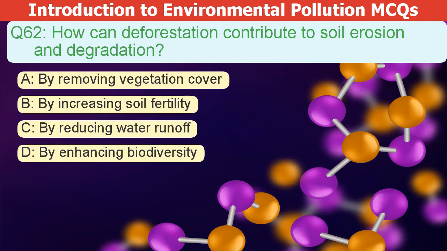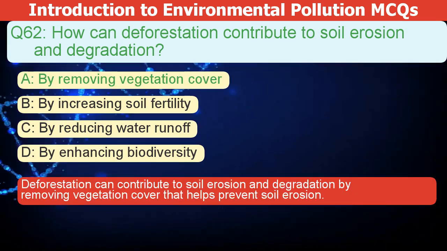How can deforestation contribute to soil erosion and degradation? A. By removing vegetation cover. B. By increasing soil fertility. C. By reducing water runoff. D. By enhancing biodiversity. The correct answer is A. Deforestation can contribute to soil erosion and degradation by removing vegetation cover that helps prevent soil erosion.